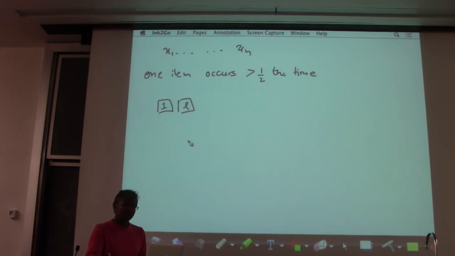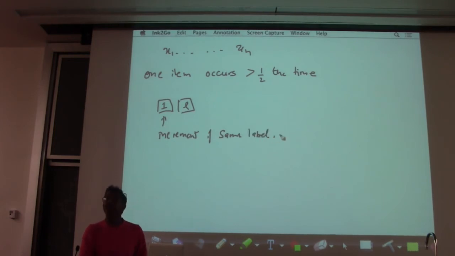Now the next item comes in. Suppose the next item has the same label. Then increment the counter, because you're just counting it. If it's not the same, subtract 1 from the count. If the count happens to have gone to 0, throw out that item and replace it by the new one. At the end, report the label.